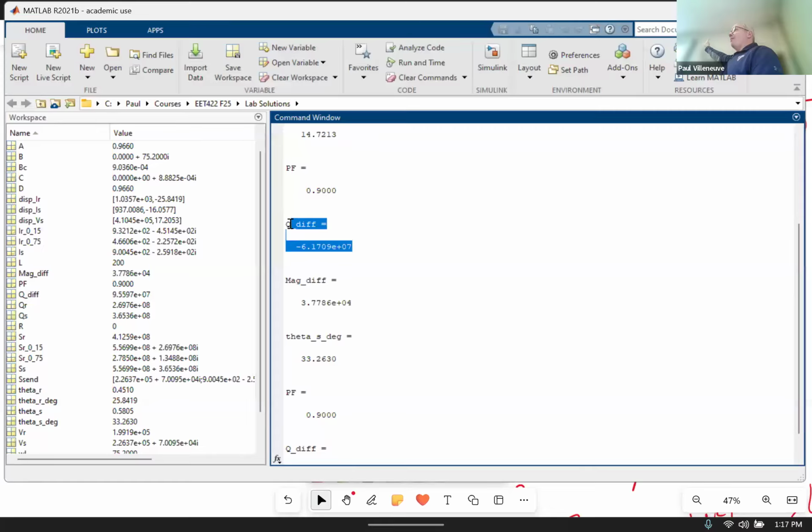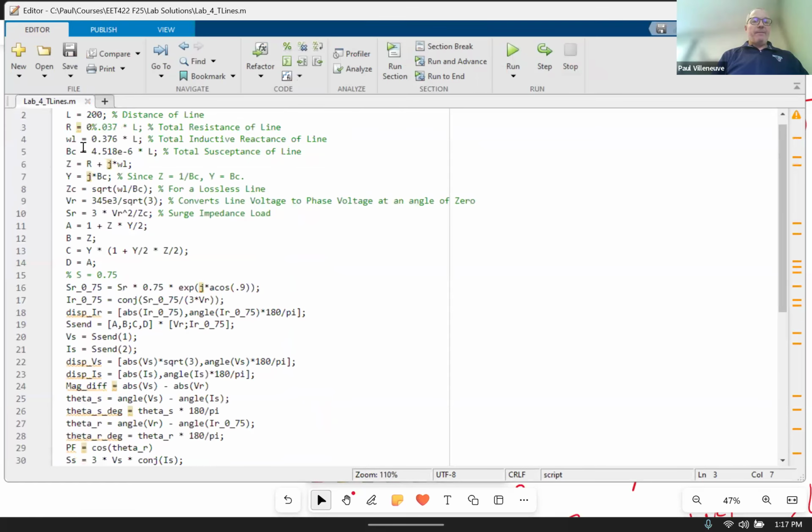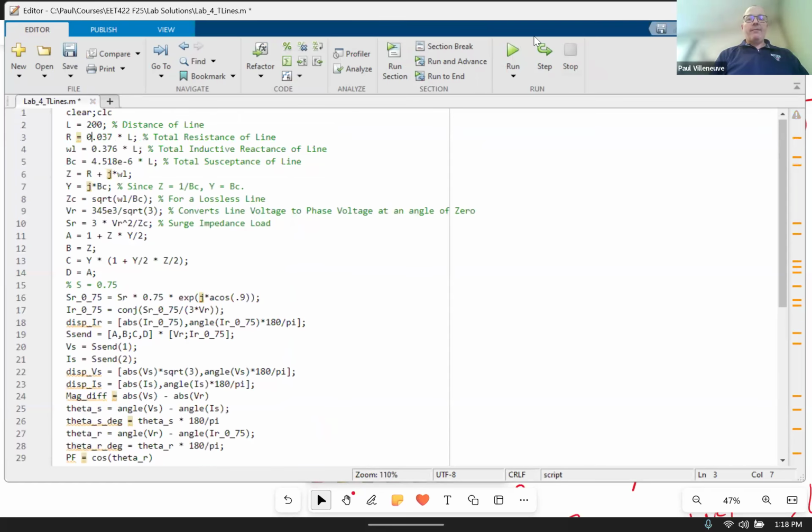But so for this problem, since this is not a lossless line, you actually still have to inject vars into the system. And that's because the X over R ratio is so small. Okay, it's only a factor of 10. So yes, it does work perfectly fine for us. So I'm sorry about that. All right, any questions?